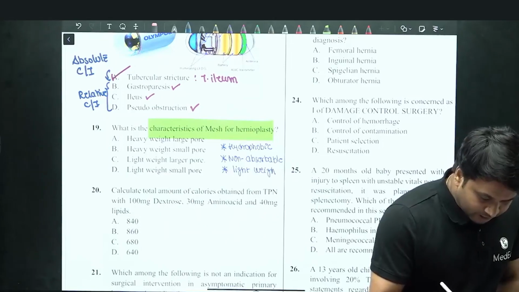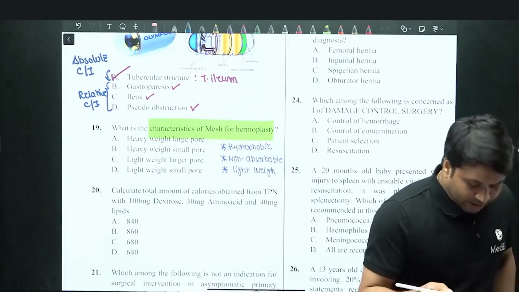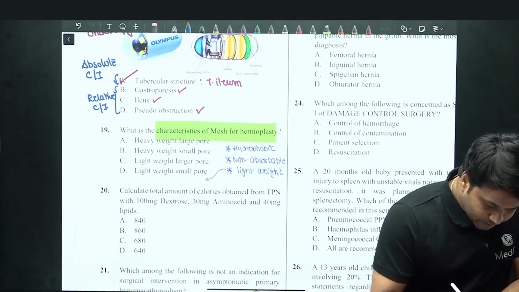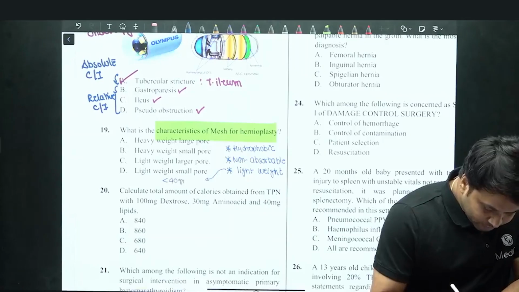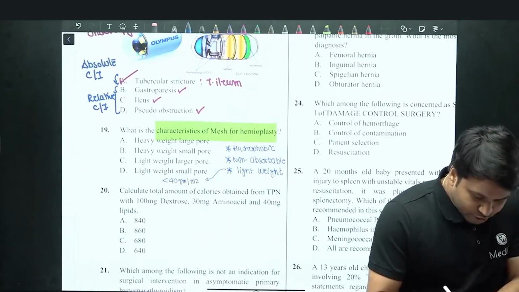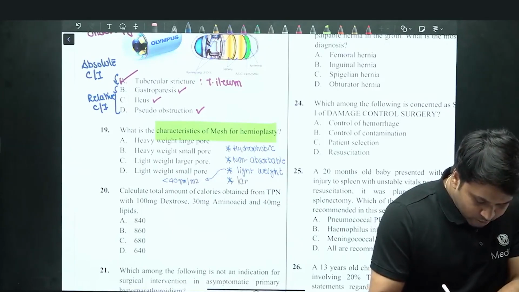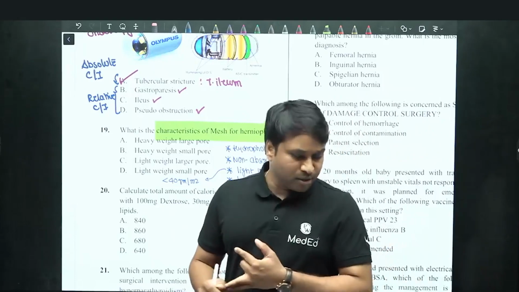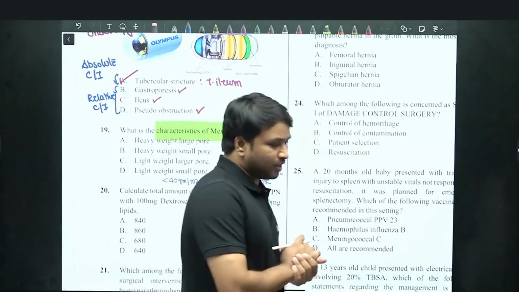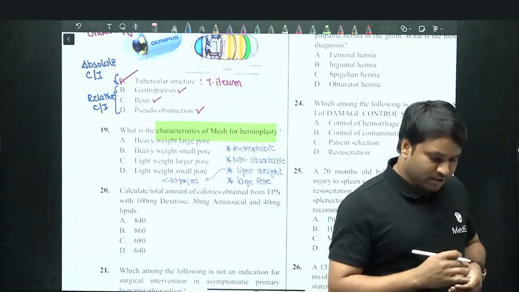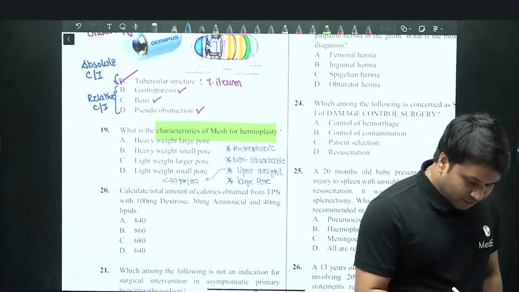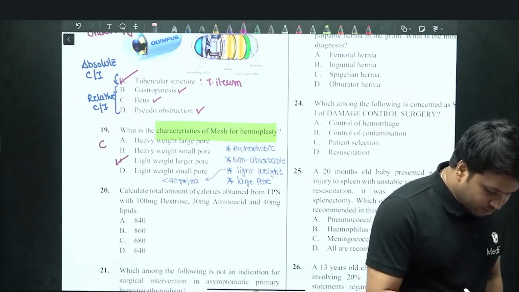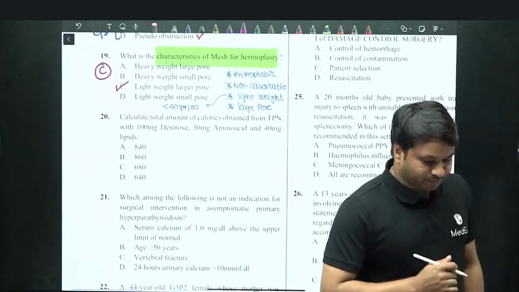Now, the criterion for being lightweight is less than 40 grams per meter square. It should have large pores, that is macropores, so that tissue gets integrated. Hydrophobic, non-absorbable, lightweight, and large pores are the characteristics of the mesh in hernioplasty. So lightweight, large pore, that is C for Calcutta. That will be your answer. That is your question number 19.